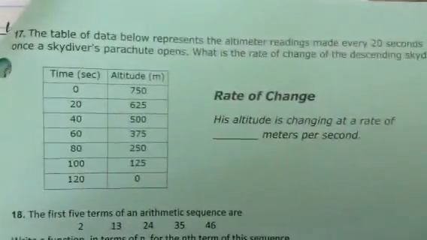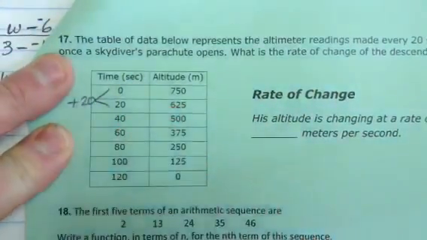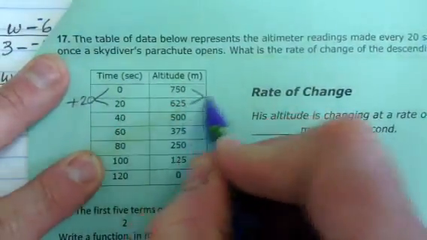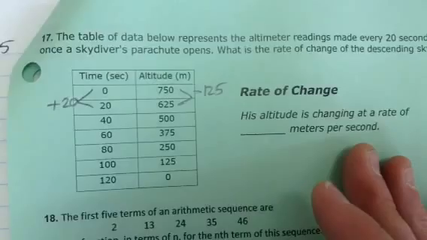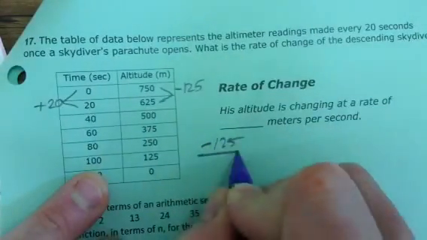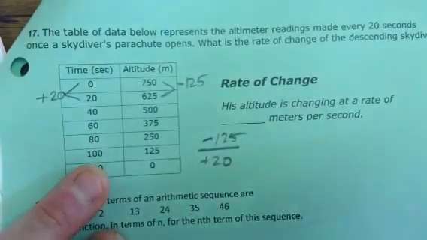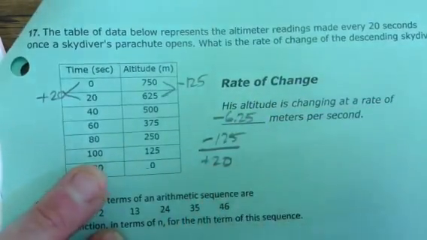Number 17 is the same thing, the rate of change. So we're looking up here, this delta x is going up by 20. This one is going down by what, 125? And so what we'll do is the same thing as we did on the previous. We'll do a delta y over a delta x. Take out your calculator, and it's going to be a negative 6.25 meters per second.